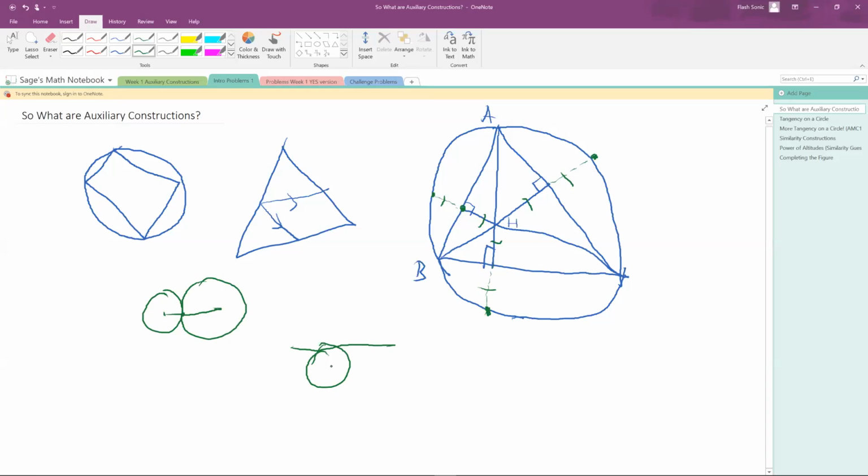Or if there's a line tangent to a circle here, then most of the time we're going to draw the line connecting the circle's center to the tangency point because it hits at a right angle. So that's pretty much what auxiliary constructions are. Are there any questions so far?